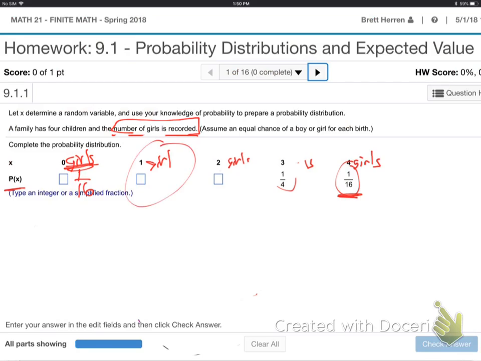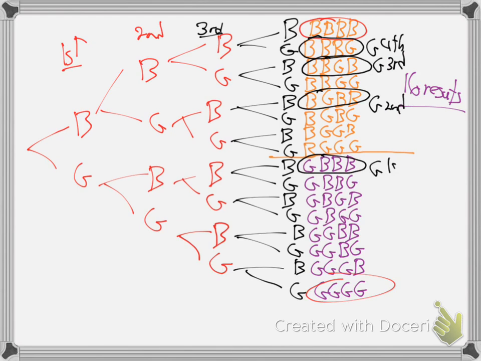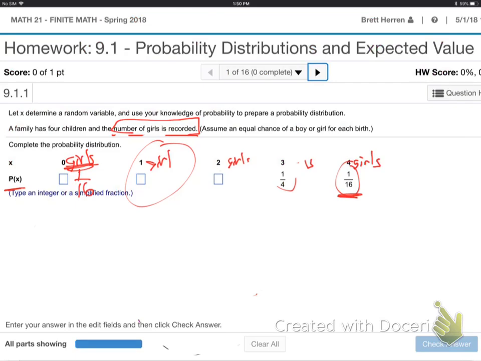What's the chance you're going to have one girl? Exactly one girl. Well, there's actually a few ways you could do that. You could have one girl first and all boys. You could have one girl second. Where's that one? Here. One girl second and all boys. You could have one girl third and all boys. And you could have one girl fourth right here and all boys. See? Girl fourth, girl third, girl second, girl first, and all boys. There's four possibilities out of the 16 that have exactly one girl. 4 out of 16. So 4/16 reduces to 1/4. There's a 1/4 chance you're going to have exactly one girl.